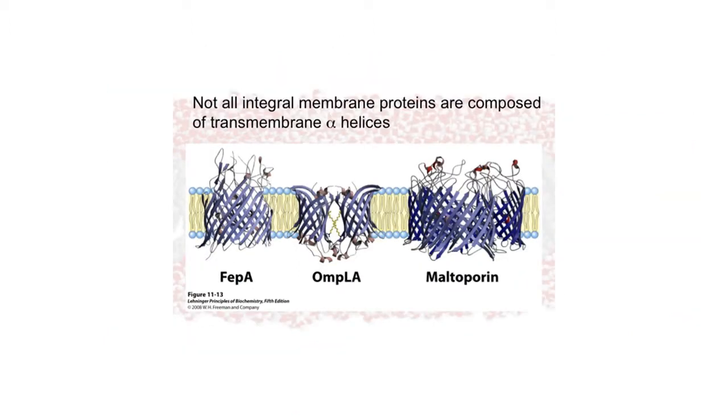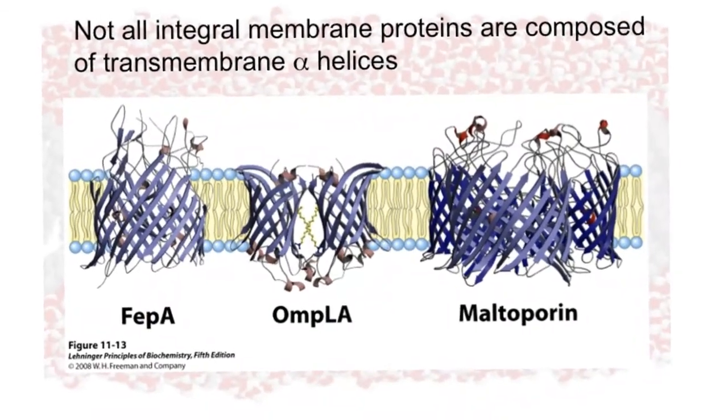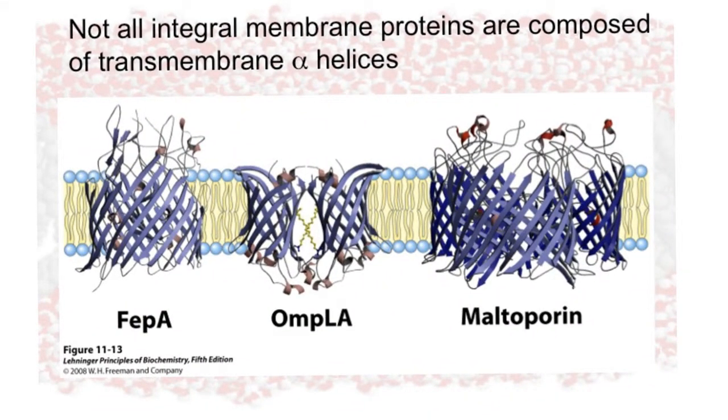Then I just wanted to show you that not all of the integral membrane proteins are transmembrane alpha helices. There are several that do have beta sheets in them, and many of these tend to be pores or receptors in that sense. And so many of them form what's called beta barrels.